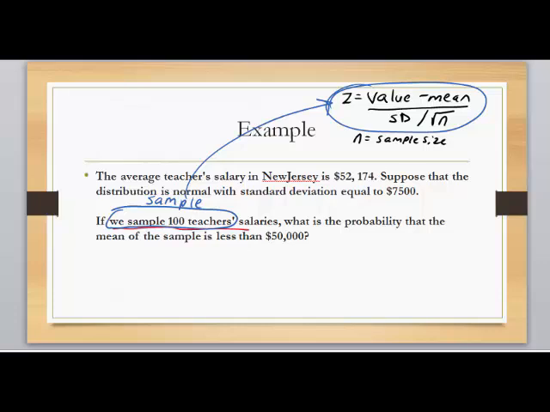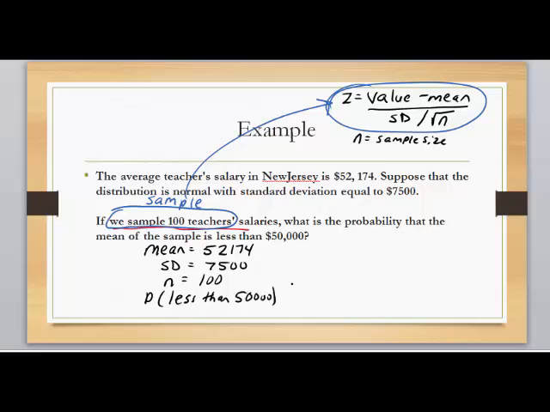All right, so let's go ahead and see if we can get this thing set up. I'm going to write my information down again. I know that the mean is 52,174. I know the standard deviation is 7,500. I know that my sample size is 100. We sampled 100 teachers. And the question says, find the probability that the mean of the sample is less than 50,000.